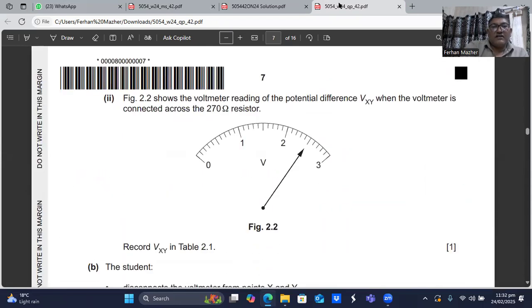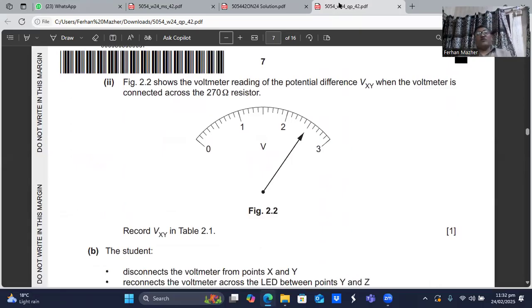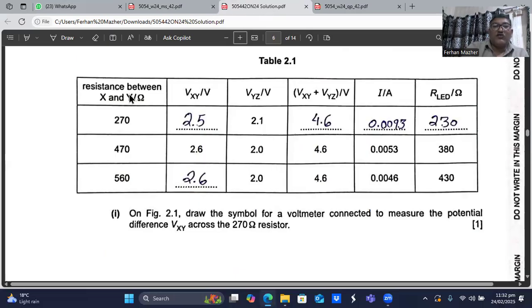Figure 2.2 shows the voltmeter reading of the potential difference Vxy when the voltmeter is connected across the 270 ohm resistor. Record the Vxy. So what is this reading? 1 volt, 2 volt, this is 3 volt, this is 2.5 volt. So in that table where you have Vxy, you will write 2.5 volt.